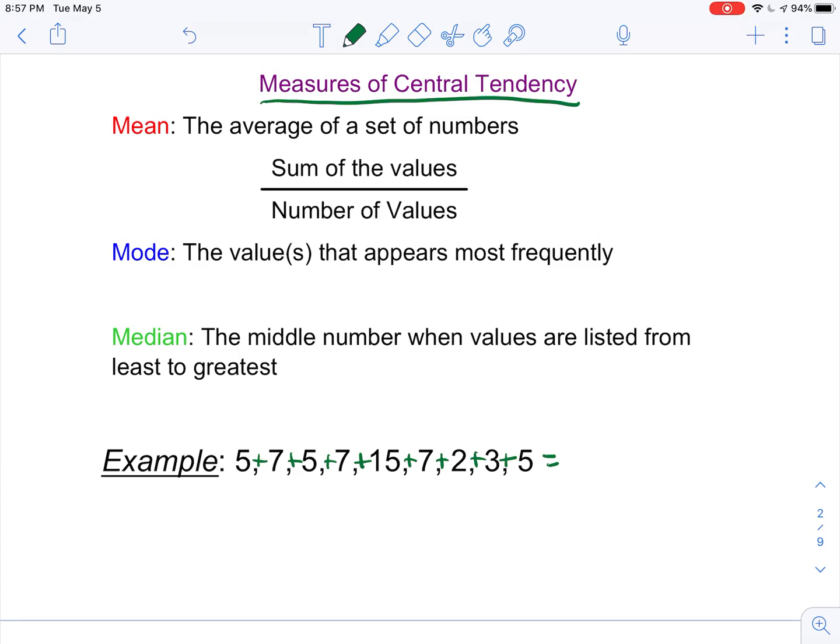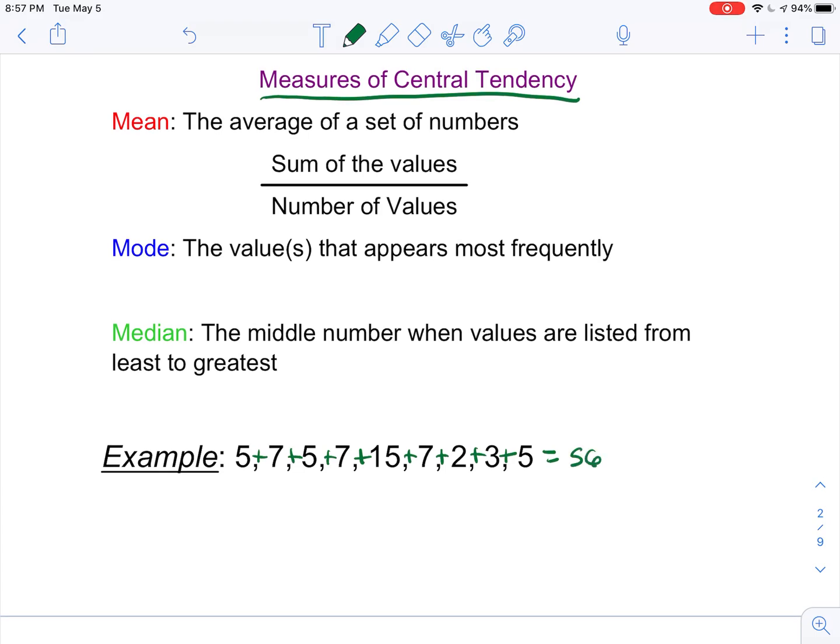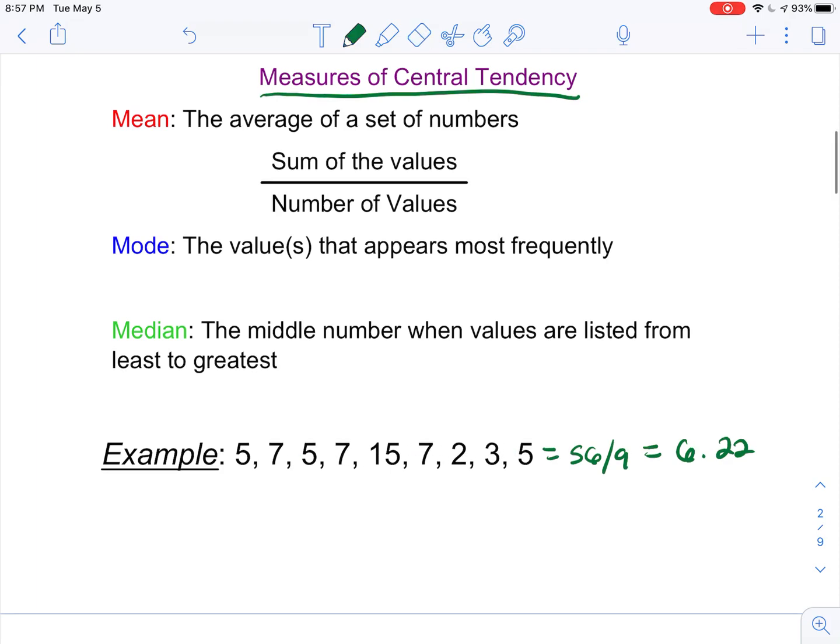To find the mean, we're going to do like we just did in the do now. Add up all the numbers: 5 plus 7 plus 5 plus 7 plus 15 plus 7 plus 2 plus 3 plus 5. And that's equal to 56. Divide it by the total number of values, which is 1, 2, 3, 4, 5, 6, 7, 8, 9 different values, and we get a mean of 6.2 repeating, actually. So I rounded it: 6.222222.